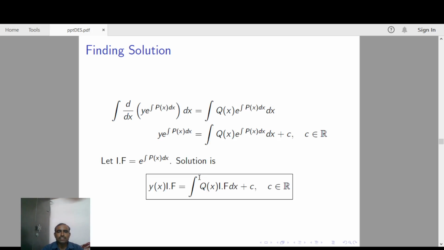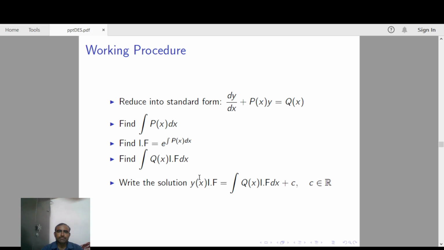So the solution is y(x) · e^(∫p(x)dx) = ∫q(x) · e^(∫p(x)dx) dx + c. Here e^(∫p(x)dx) is denoted as IF, the integrating factor. So the solution is y · IF = ∫q(x) · IF dx + c, where c is an arbitrary constant. Now the working rule to find the solution of the differential equation.